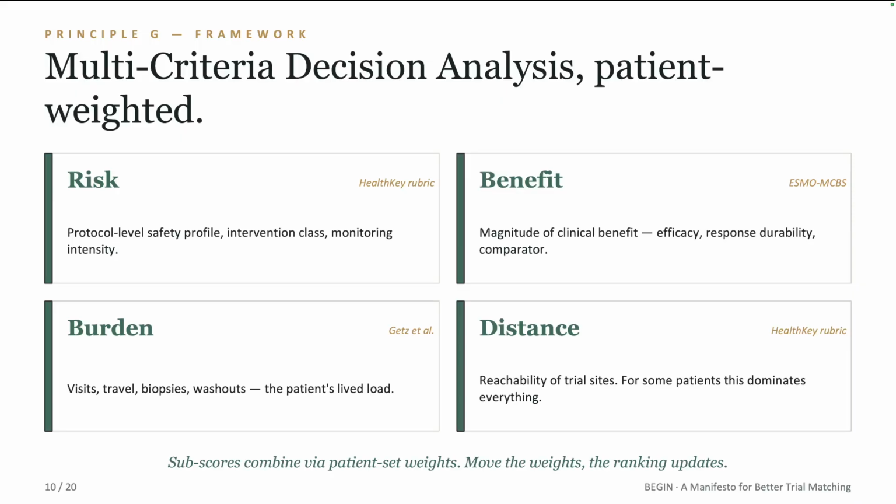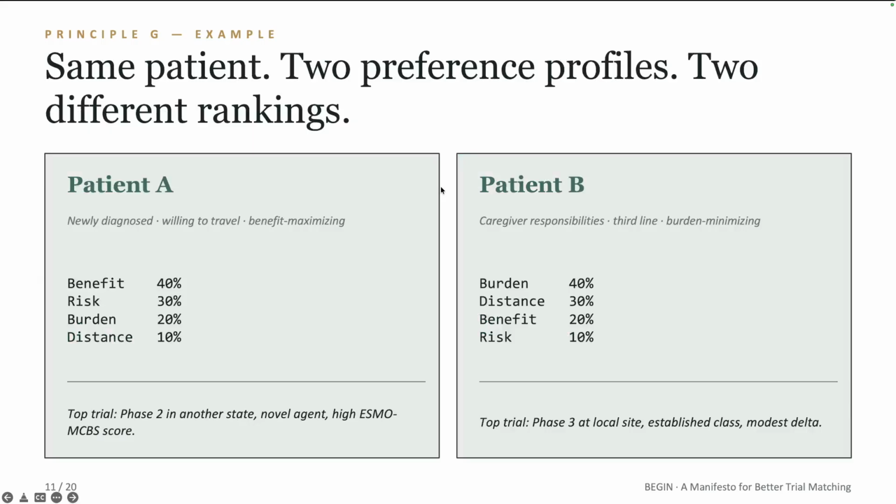Any rubric is probably better than none. I happen to use the rubric for patient burden from Getz et al. at Tufts, and the rubric for benefit from ESMO MCBS. We created our own rubric for risk and distance. But the key thing is to have a rubric for those things and then use patient weights to come up with the overall score. So here's an example.